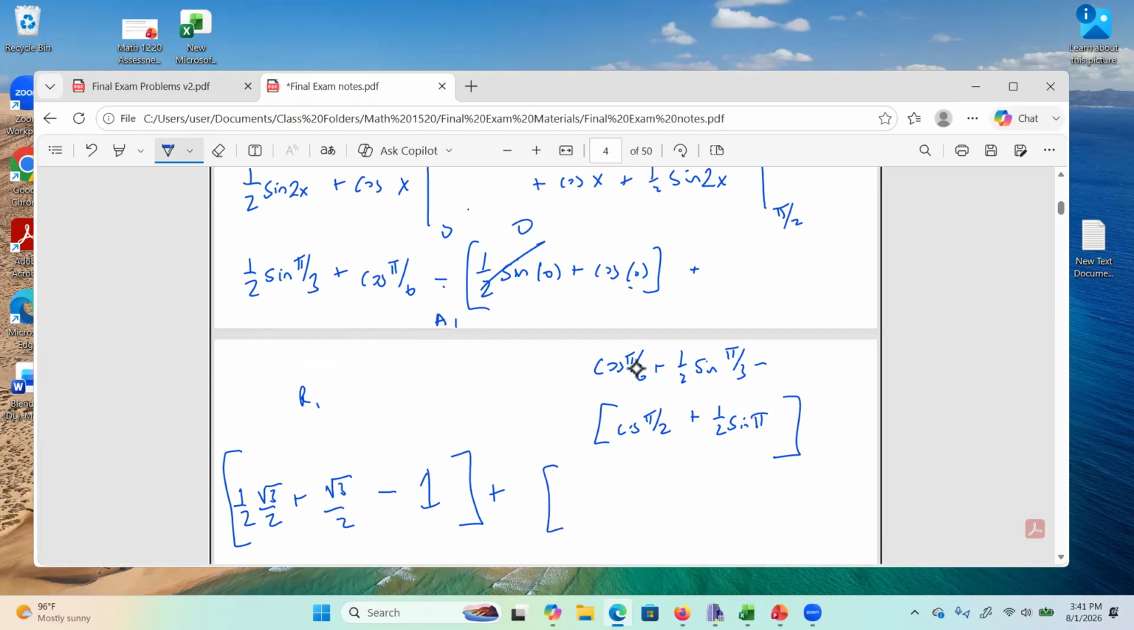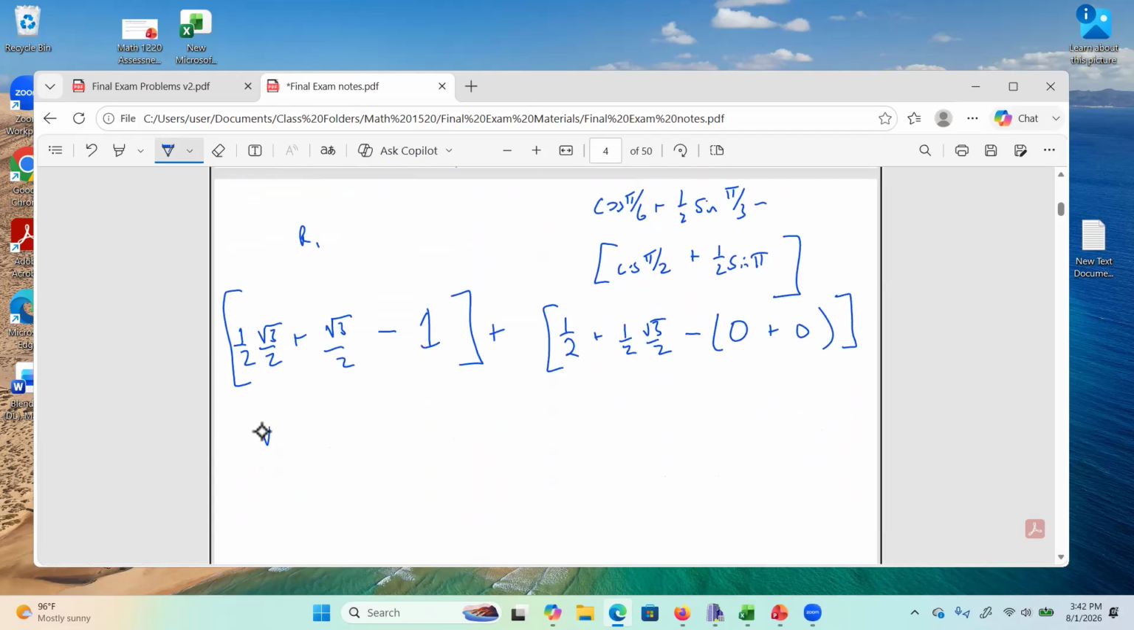Plus, and then we have to deal with our region 2. So cosine of pi over 6, that is going to be, I believe, 1/2 plus 1/2 of sine of pi over 3, square root of 3 over 2. And then we have minus, cosine of pi over 2 is 0. Oh, sine of pi is also 0. So let's see if we can put this together and see what we have here. So we have square root of 3 over 4 plus the square root of 3 over 2 minus 1 plus 1/2 plus square root of 3 over 4. And that's what we have.